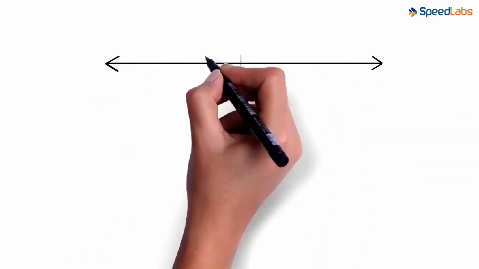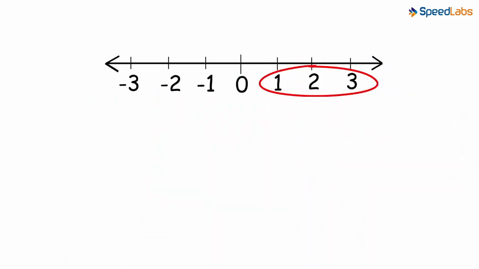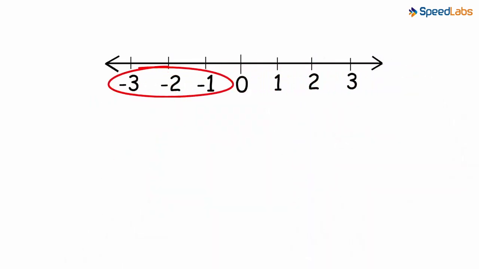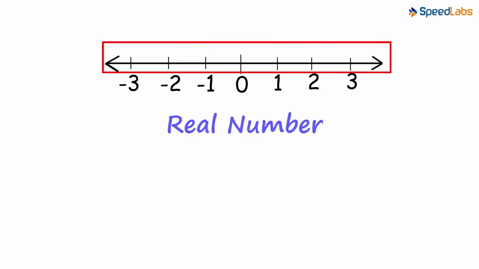To understand what real numbers are, all you need to understand is the number line. Positive numbers to the right of 0 and negative numbers to the left of 0. You will hear various complicated definitions of real numbers, but here's the simplest one. Any number that can be plotted on a number line is called a real number.